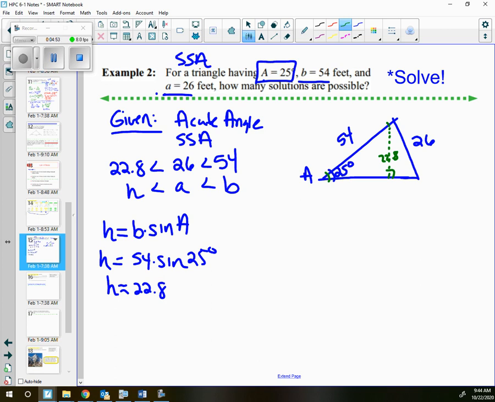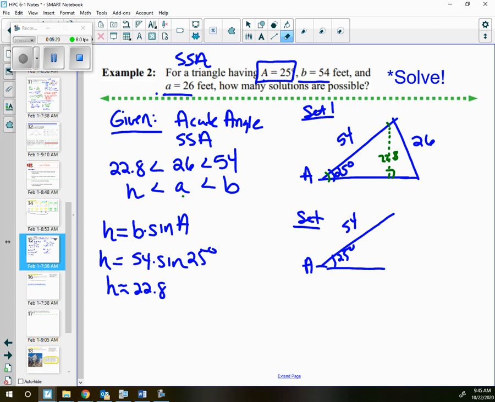It works. But because A is also less than the 54, that means I could draw it the way I have it drawn there. So this would be set number 1 for my solutions. Or I could also draw it another way, so let's take a look at the other option. I'm going to draw this triangle again. I have my 54, I have my 25 degrees, so this is my angle A. Instead of the 26 going away from vertex A, I'm going to draw the 26 coming back towards vertex A. So the 26 would be here.